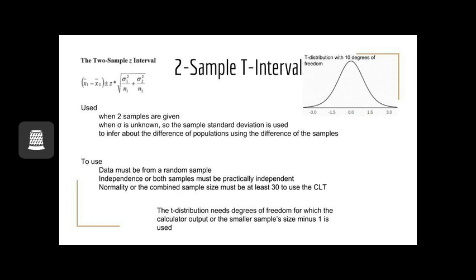Also, you need to remember that the t-distribution needs degrees of freedom, for which the calculator output, or the smaller sample size minus 1, is used. Either works. The calculator output is better, but the conservative approach uses the smaller sample size minus 1.